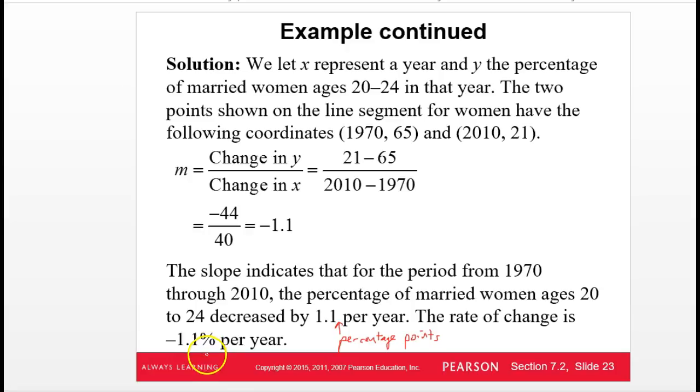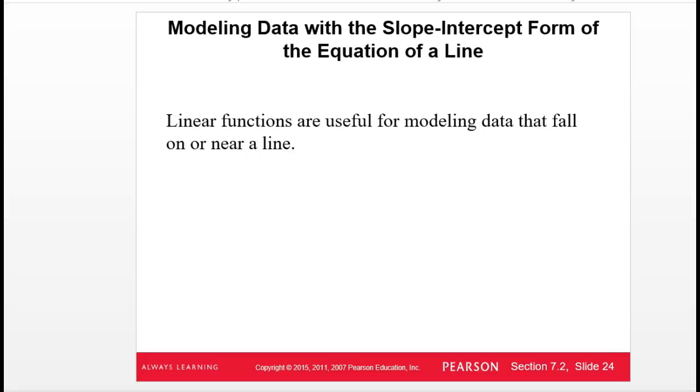Alright, so that means that each year that goes by, the percent of women in that age bracket that were married has gone down by that many percentage points each year that's passed. Okay, so slope means something when we apply it to these applied problems, these word problems. Alright, and then modeling data with the slope-intercept form of the equation of the line.